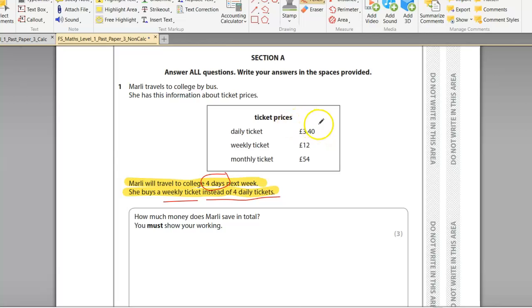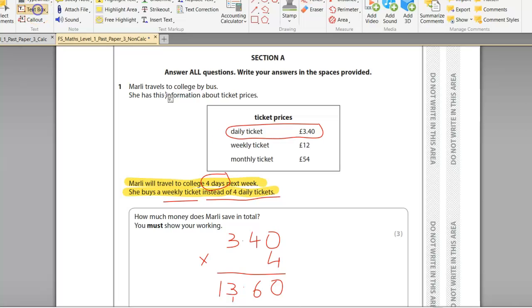So if she was going to get 4 daily tickets, she would be spending £3.40 times 4, or you could just add £3.40 4 times, of course, if you preferred to do it by adding. So 4 zeros are 0, 4 fours are 16, 6 carry 1, 4 threes are 12, plus 1 makes 13. So if she was going to get the 4 daily tickets, it would cost £13.60.